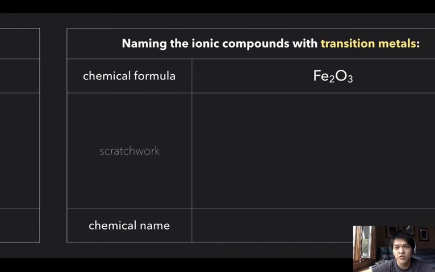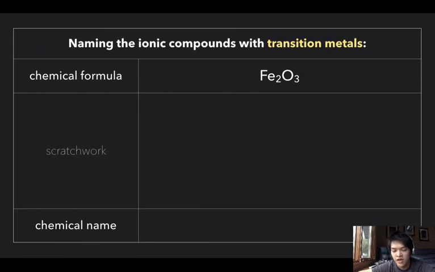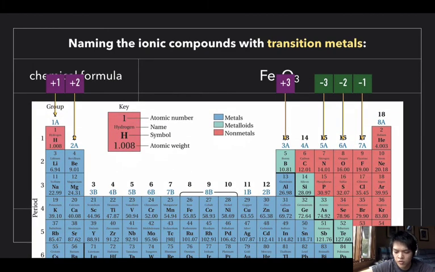Let's look at one last example. In our last example, we have Fe2O3. Iron is our transition metal here, so we're going to have to figure out the charge of iron. And then O is oxide. Oxide always has the same charge. So let's figure out the charge. It's right there, so it has a -2 charge.